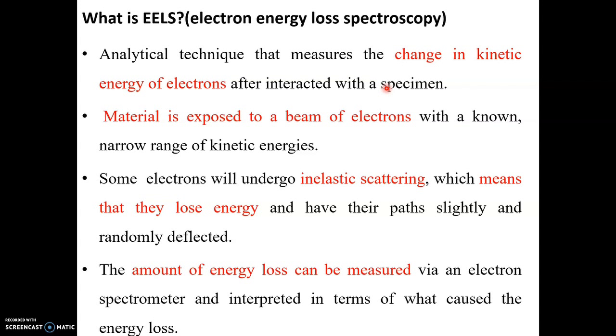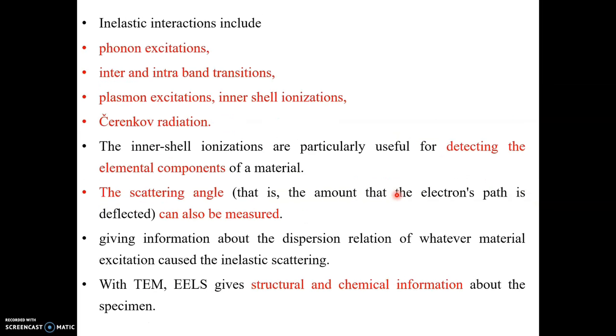Okay. When a material is exposed to a beam of electrons with a known energy, they may change in the kinetic energy of those scattered electrons. That is, elastic scattering and inelastic scattering may happen. Right? These inelastic interactions include phonon excitation, intra- and interband transitions, plasmon excitation, and inner shell ionization.